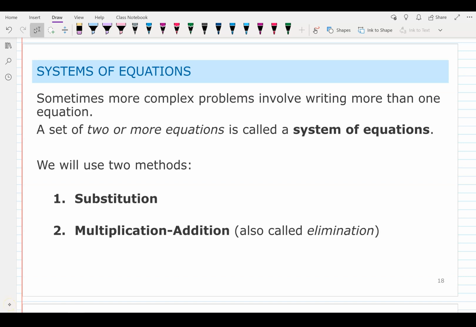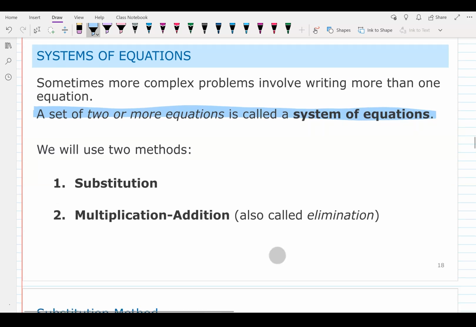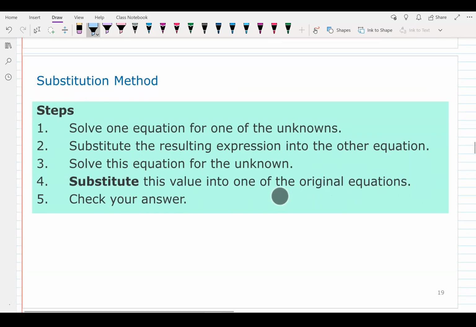Hello, in this video we're going to be solving systems of equations. A system of equations is when you have two or more equations and you have to solve for two or more variables. So a set of two or more equations is called a system of equations, and we're going to solve these in two different methods. First we're going to tackle the substitution method, and then we're going to tackle them by the multiplication addition method. And so you'll very quickly see what I mean by systems of equations compared to what we've been doing before.